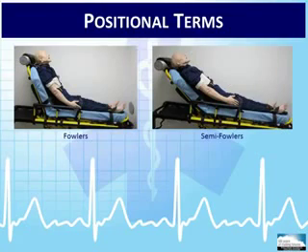Some consider a 45-degree angle to still be Fowler's, while many would call it semi-Fowler's. Ultimately, the more upright someone is sitting, the closer it is to Fowler's. The more someone is reclining, the closer it is to semi-Fowler's.